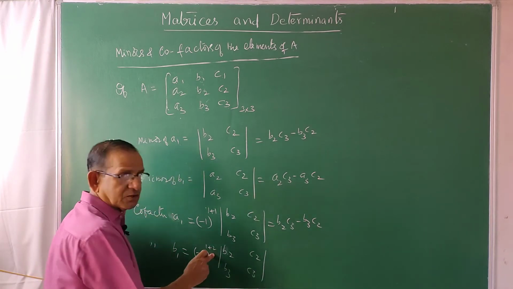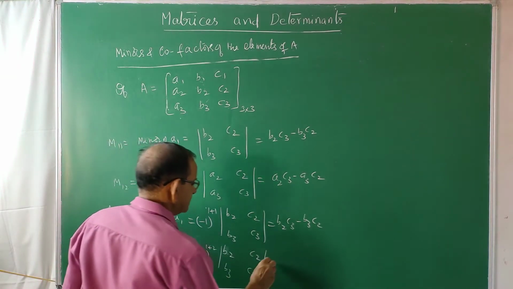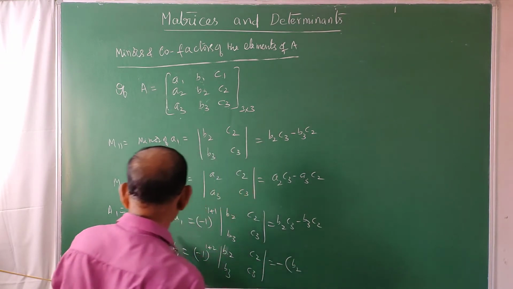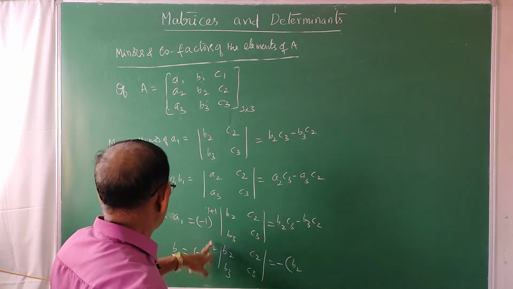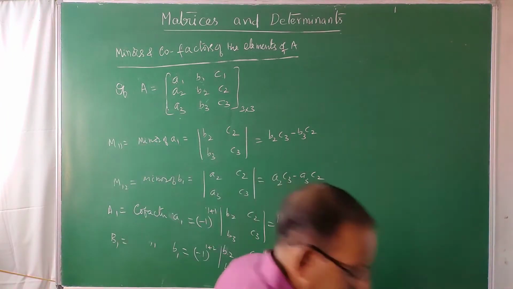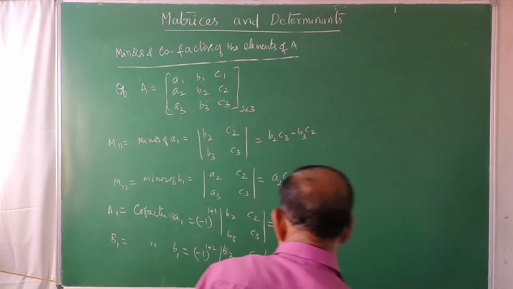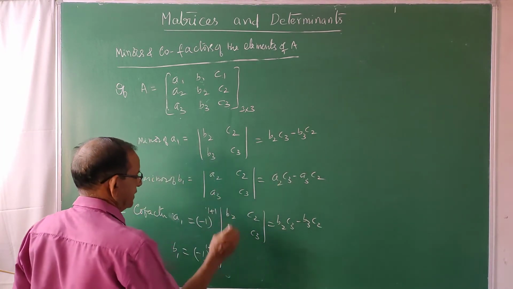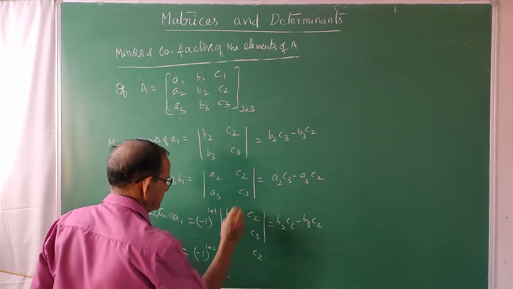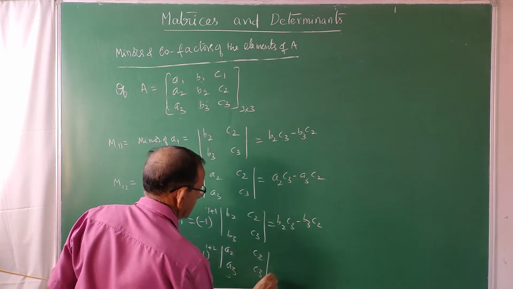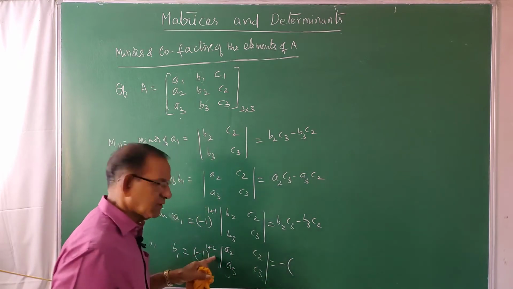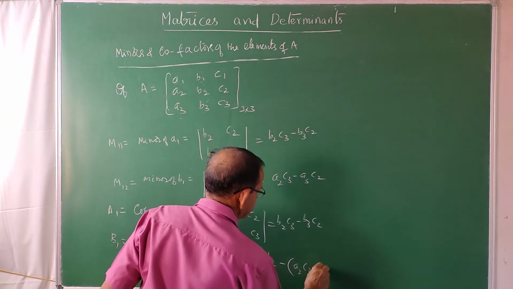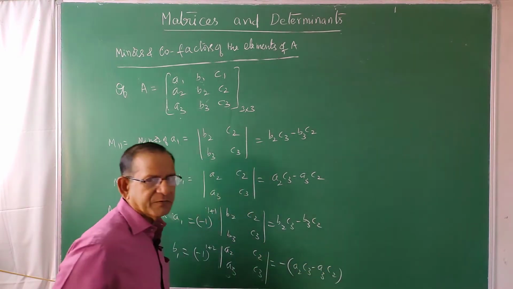So this is minus 1 whole cube. Sorry, this is the cofactor of B1. We made a mistake. This is equal to minus 1 whole cube times the minor A2, C2, A3, C3. So this is minus of, because minus 1 whole cube is minus 1, A2, C3 minus A3, C2. You will get a minus sign before the minor.